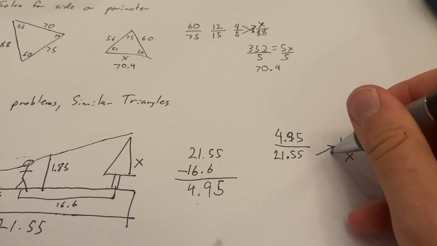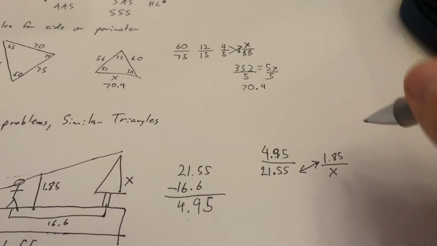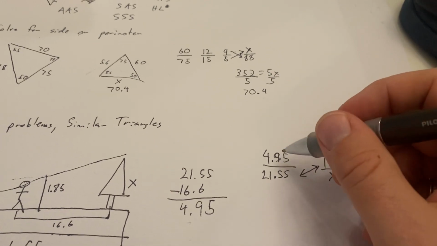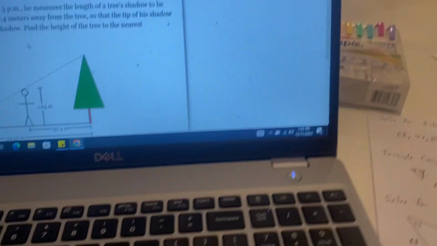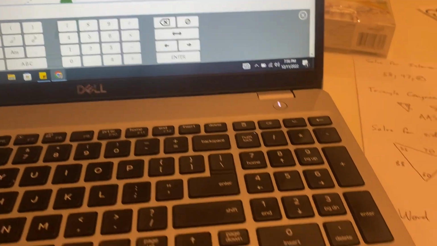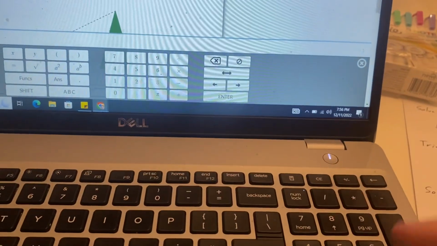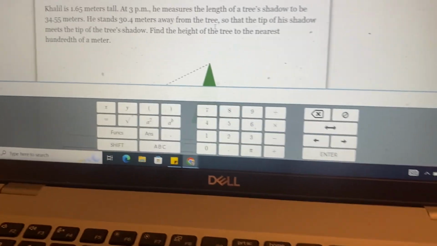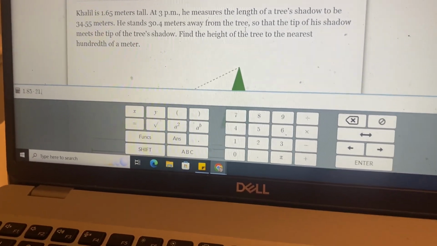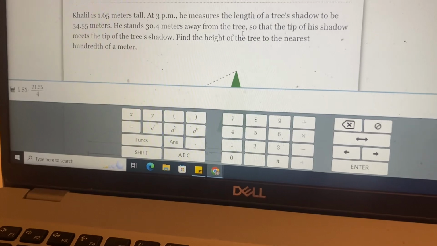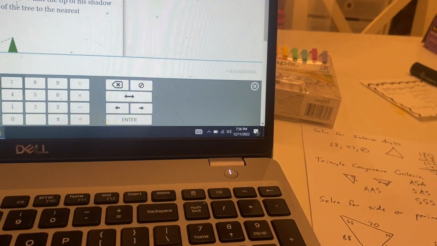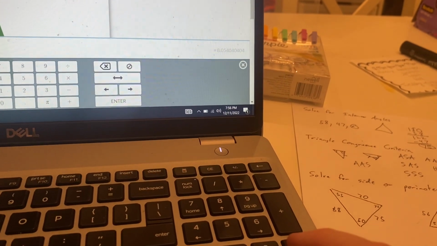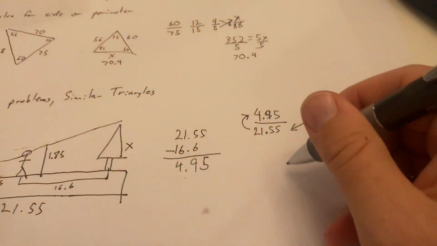I'm going to cross multiply these, and my cross multiply on this is just going to be 1.85 times 21.55. Then I'm going to divide by that 4.95 because I know that that's a shortcut. I'm going to go ahead and do that in Desmos or on the Delta Math calculator if you really want to do that. So 1.85 times 21.55, and then I'm going to divide that by 4.95. I can do that all in one step, and I get a whole bunch of weird numbers out here, but 8.05 would be my answer on this one.